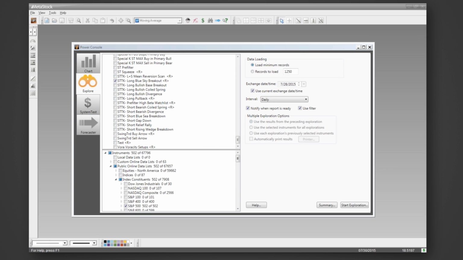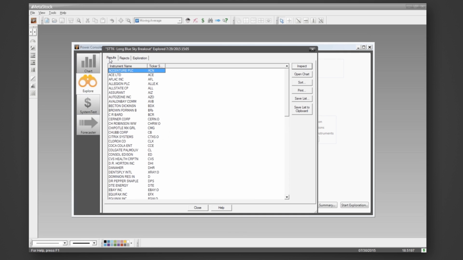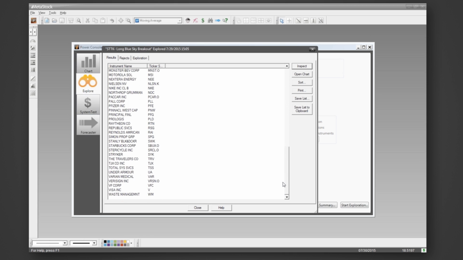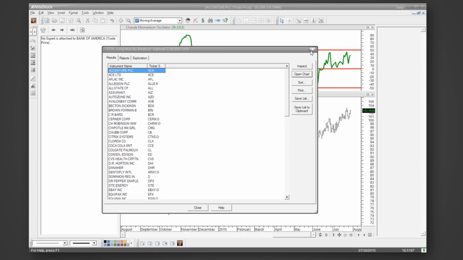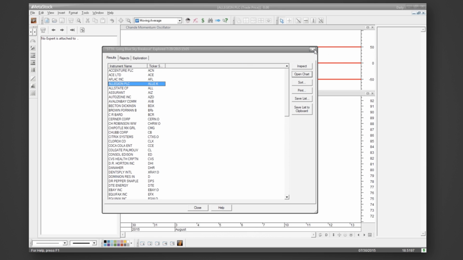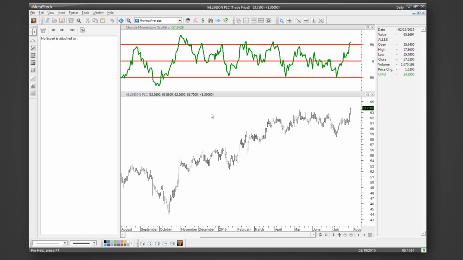So let's go ahead and click Reports. We'll click on Results. So here is our list of results. So these are all the stocks that are meeting that criteria right now. So what I can do is select any number of these or one at a time, click Open the Chart, and what happens in the background is it opens up the chart of what we're looking for. So let's just open up one or two of these, and we'll close this out.